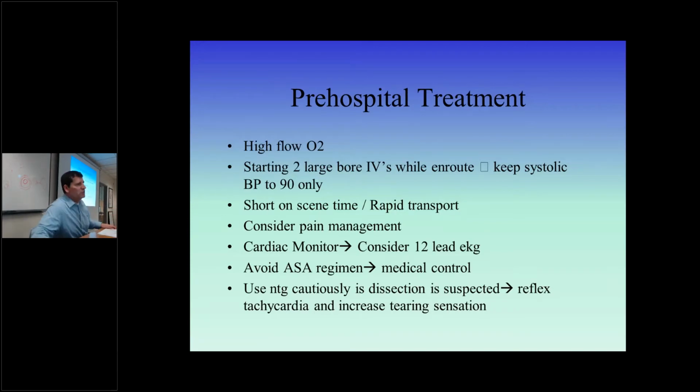So I want you to know those numbers, but in real life, we're going to aim towards 70. Especially with a dissecting aortic aneurysm, you do not want to be pumping 90, because you're going to get that tear going further and further. You're going to cause more trauma. So 70 is just fine. Obviously, we're looking for rapid transport and short scene time. Pain management is going to be the way, depending on how much pain they're in.